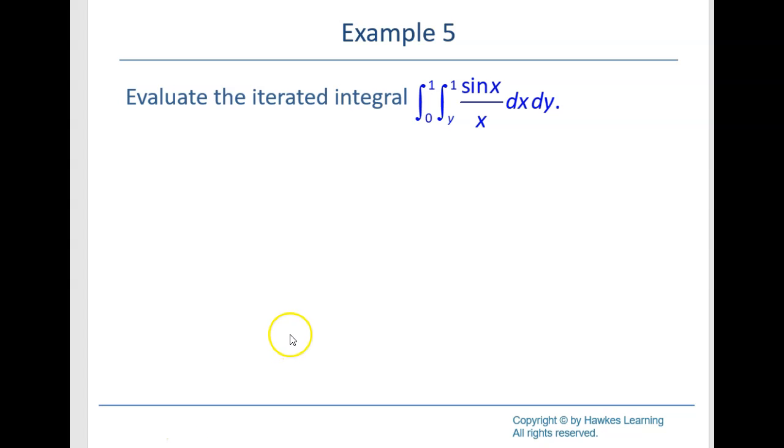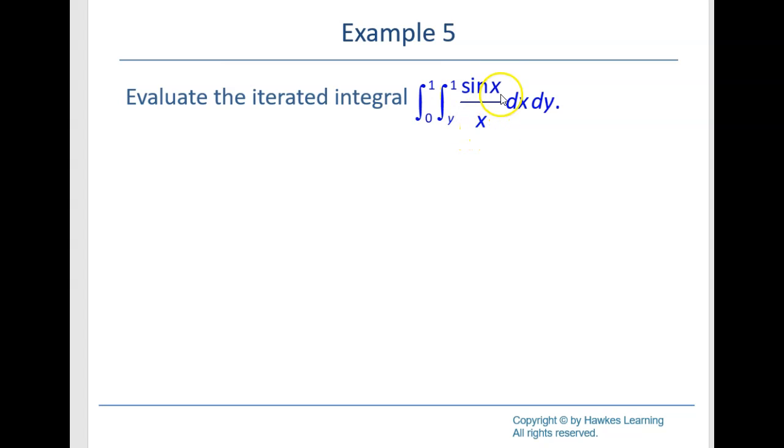Alright, let's look at one where we have got to do a little bit of thinking, a little bit of work before we can actually jump in and do the integral. So if I'm looking at this and I was told to evaluate this, find the volume underneath the function sine x over x. The problem is sine x over x with respect to x does not have an antiderivative. We've seen that one before.